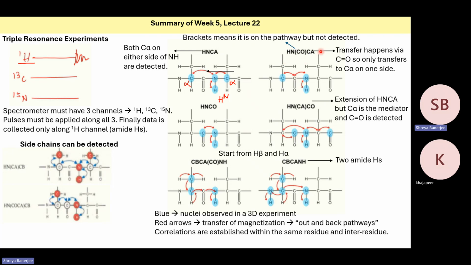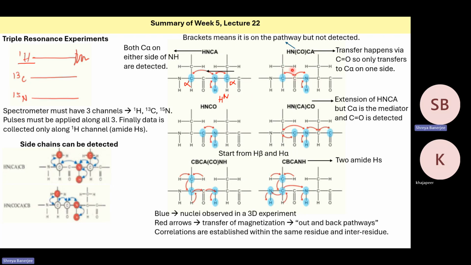In HNCOCA, it is a similar thing, but here the transfer occurs via the carbonyl group. Now the transfer is occurring via the carbonyl, but the carbonyl is not getting detected. In this case, the carbonyl is said to be a mediator. So you can see here, first the initial magnetization is at the amide hydrogen, then it goes to the amide nitrogen, and then using the carbonyl as a mediator, it transfers to the C alpha.